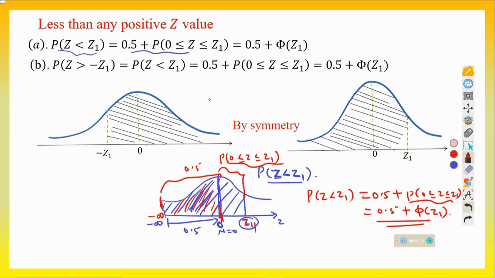So it means if you are looking for the probability of z less than any positive value of z1, then you simply get 0.5 plus the table reading of z1. So that is what we get. Then the same expression is the same as when you are dealing with the probability of z greater than negative z1.